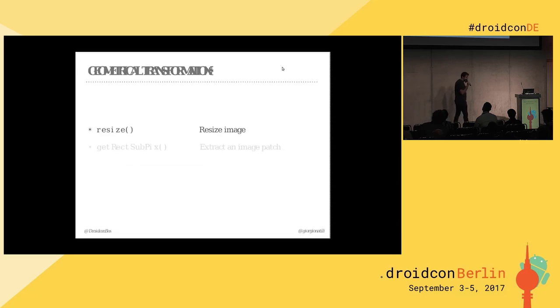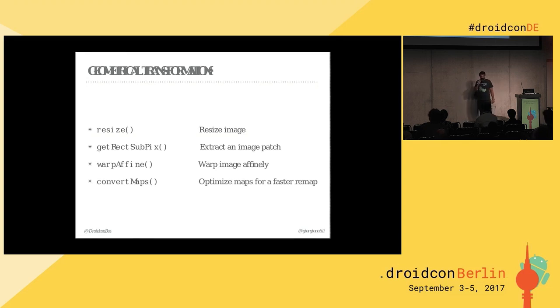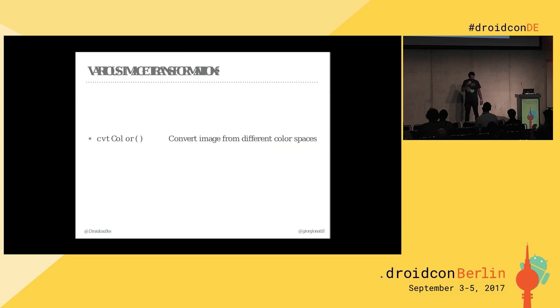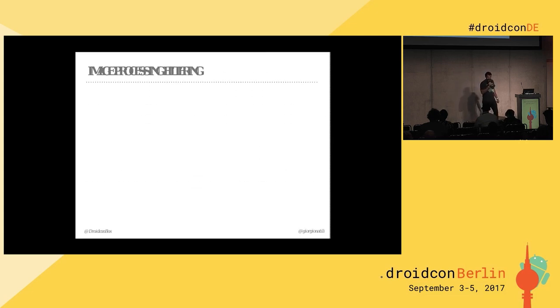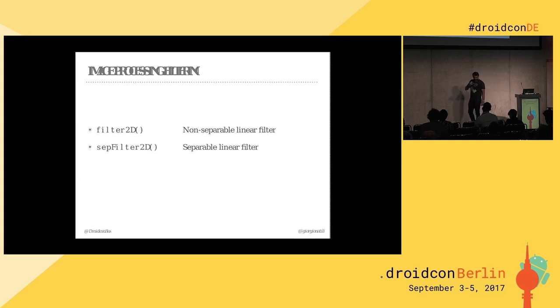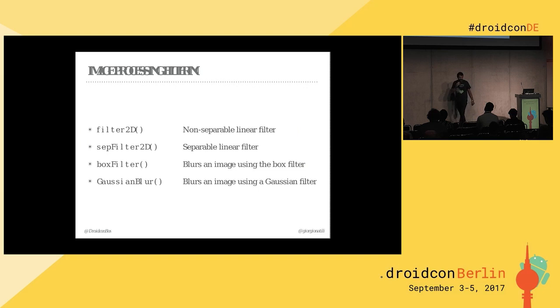There are geometric transformations like resize, warpAffine, and convertMaps. There are color transformations, like convertColor, which converts from one color space to another. Threshold is a simple function, but it's super powerful and gives you all the possibilities that you can imagine. You can find connected components, and you can start to apply filters. So you can apply two-dimensional filters, box filters, Gaussian blur, and everything directly with these functions that belong to the namespace of OpenCV.